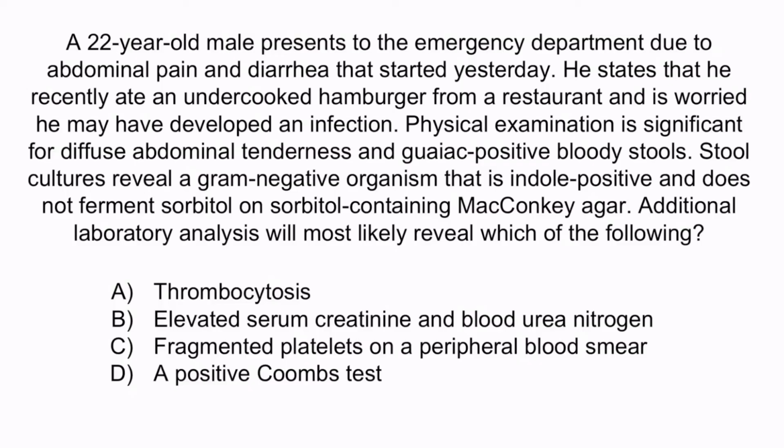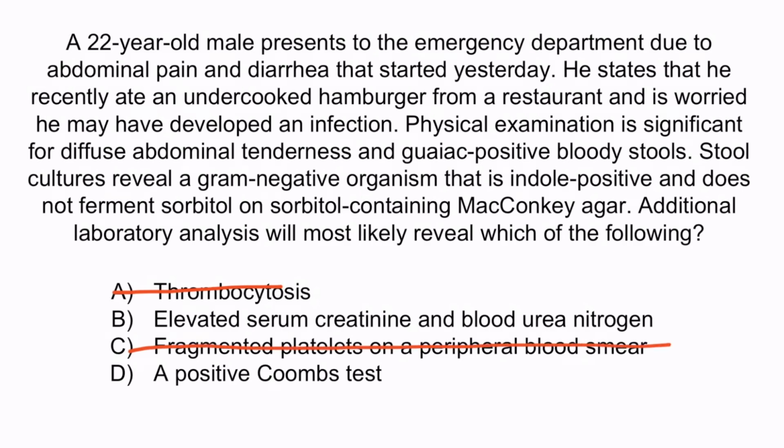A is incorrect because HUS causes a thrombocytopenia via platelet consumption, not a thrombocytosis. C is incorrect because the platelets are not fragmented. Red blood cells are. Recall that schistocytes are fragmented RBCs and that this occurs as the RBCs attempt to pass through microthrombi present in the blood vessels.